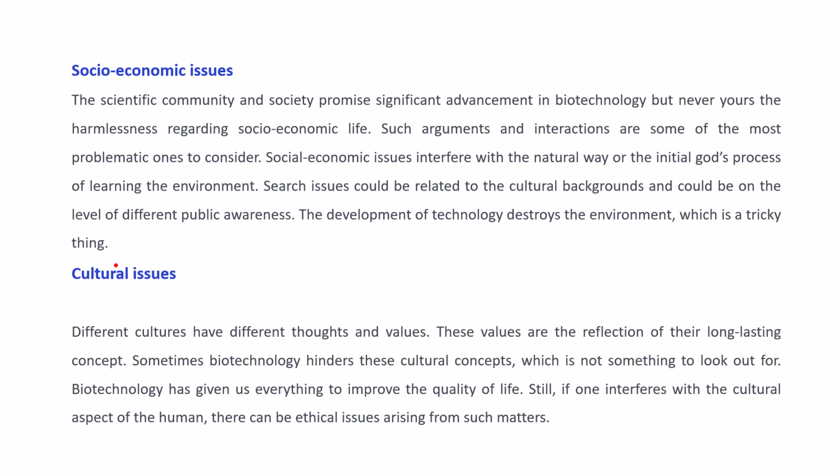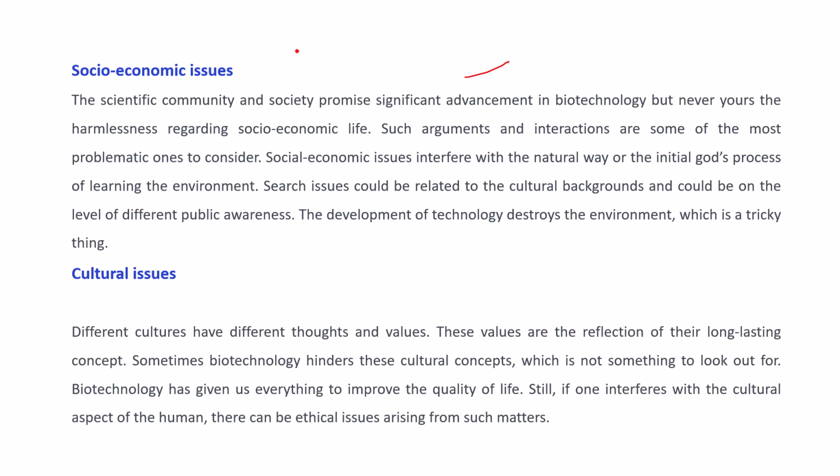First of all, what is a socio-economic issue? The scientific community and society promise significant advancement in biotechnology but never guarantee harmlessness regarding socio-economic life. Such arguments and interactions are some of the most problematic ones to consider. Socio-economic issues interfere with the natural way or the initial processes of the environment. Such issues could be related to cultural backgrounds and could be on the level of different public awareness. The development of technologies destroys the environment, which is a tricky thing. So this is how a socio-economic issue works.